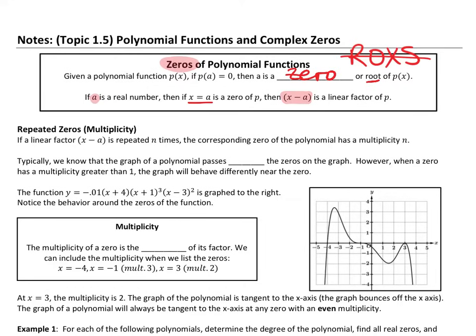Some other things you might have seen before is called multiplicity. Have y'all seen that word before? Yeah, multiplicity means repeated roots or repeated zeros. If a linear factor is repeated n times, meaning it has an exponent that's not 1, then the corresponding zero of the polynomial has multiplicity n. So whatever that power is is the multiplicity. Typically we know that the graph of a polynomial function passes through the zeros. We know this because at zeros it crosses the x-axis. However, when a zero has a multiplicity that is greater than 1, the graph will behave differently near the zero.